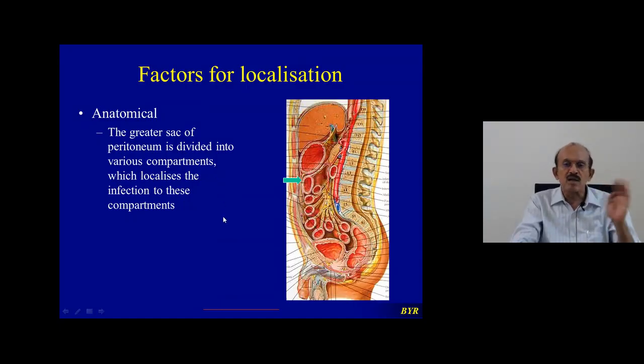We can divide these compartments anatomically. So what are these divisions? Subphrenic spaces: below the diaphragm, there are spaces. These spaces are created because of the presence of the liver and its various ligaments. The various ligaments attached to the liver make these spaces.